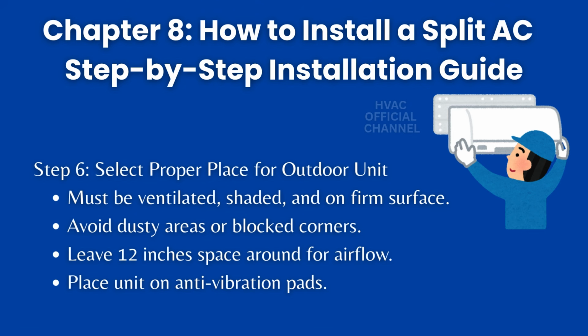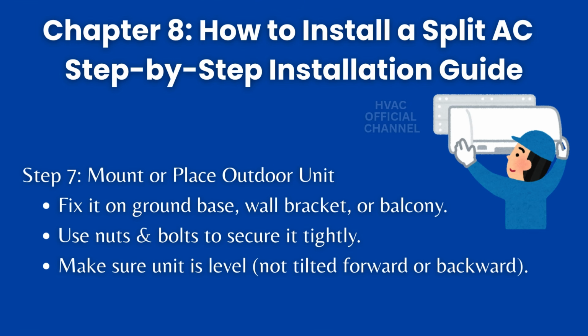Leave 12 inches space around for airflow. Place unit on anti-vibration pads. Step 7. Mount or place outdoor unit. Fix it on ground base, wall bracket, or balcony. Use nuts and bolts to secure it tightly. Make sure unit is level, not tilted forward or backward.